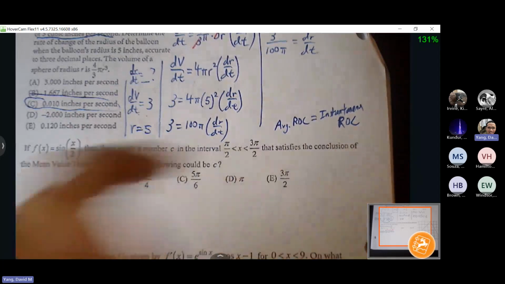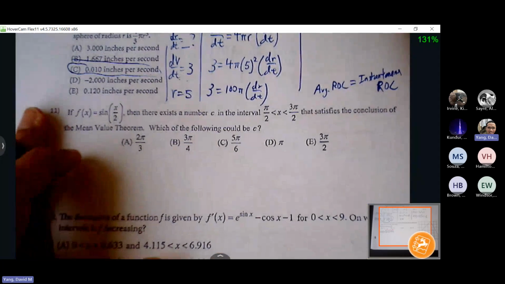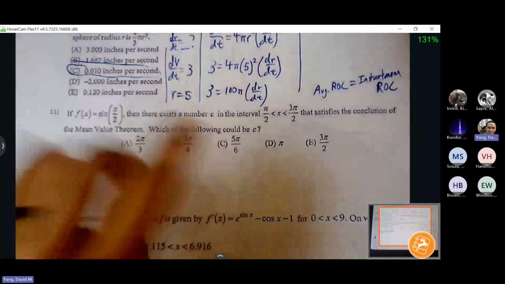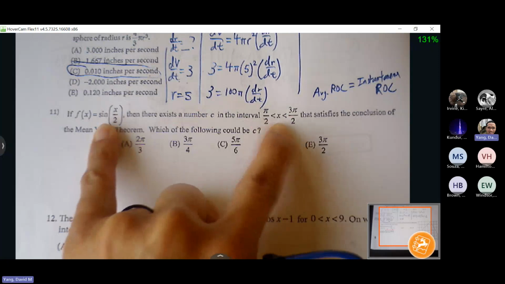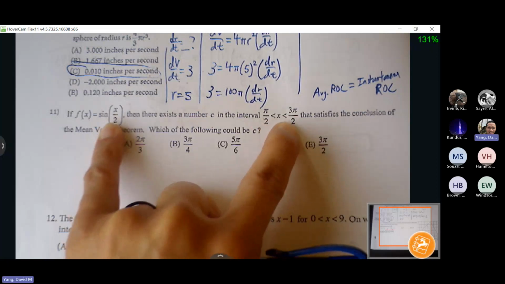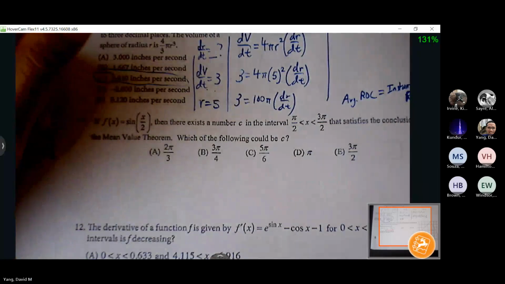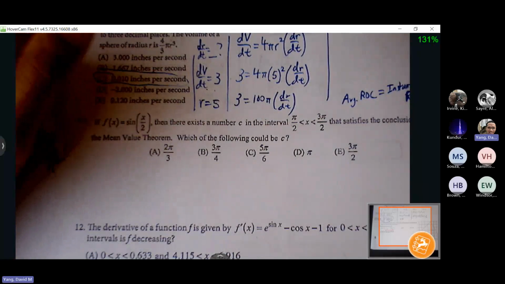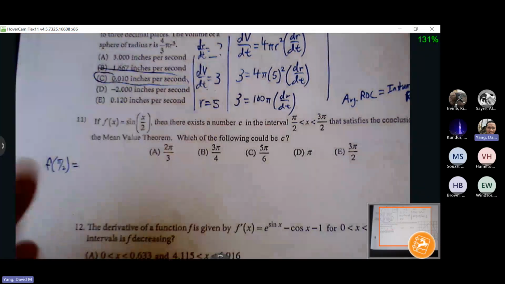So I like to get the messy part out of the way, which is just the algebra portion. So we're just going to find the endpoints, find the y values, find the ordered pairs, and find the slope between the endpoints, and then we can do the derivative. So for the slope between the endpoints, we want to find f of pi over 2, and we want to find f of 3 pi over 2. But let's do pi over 2 first.